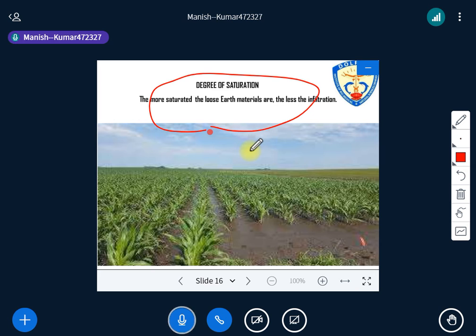So if there is rainfall after that, it will not infiltrate there. Degree of saturation is the amount of moisture or the amount of water that is already available in the soil itself. That is also going to decide the infiltration. If it is more saturated, less infiltration will be there. Less saturated, more infiltration will take place.